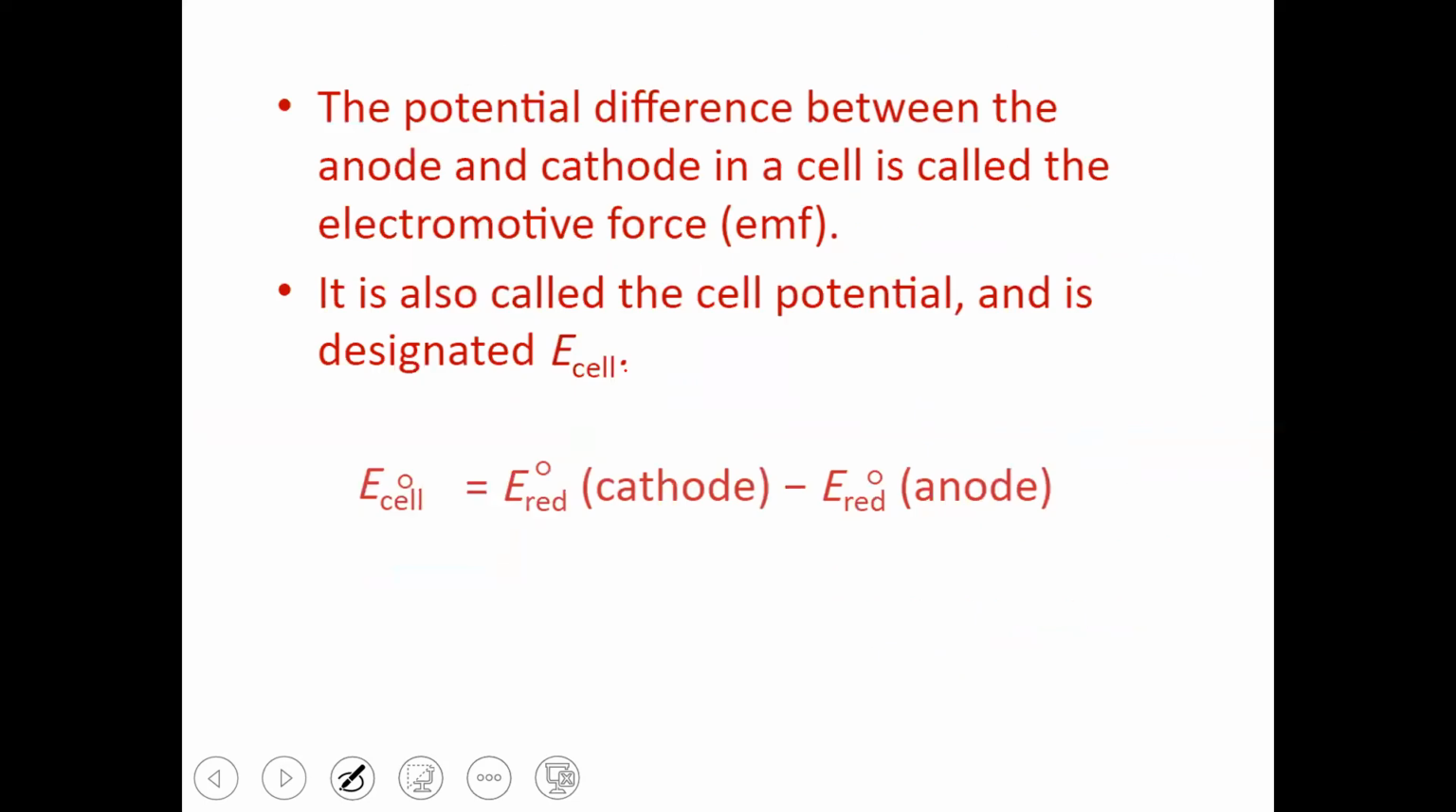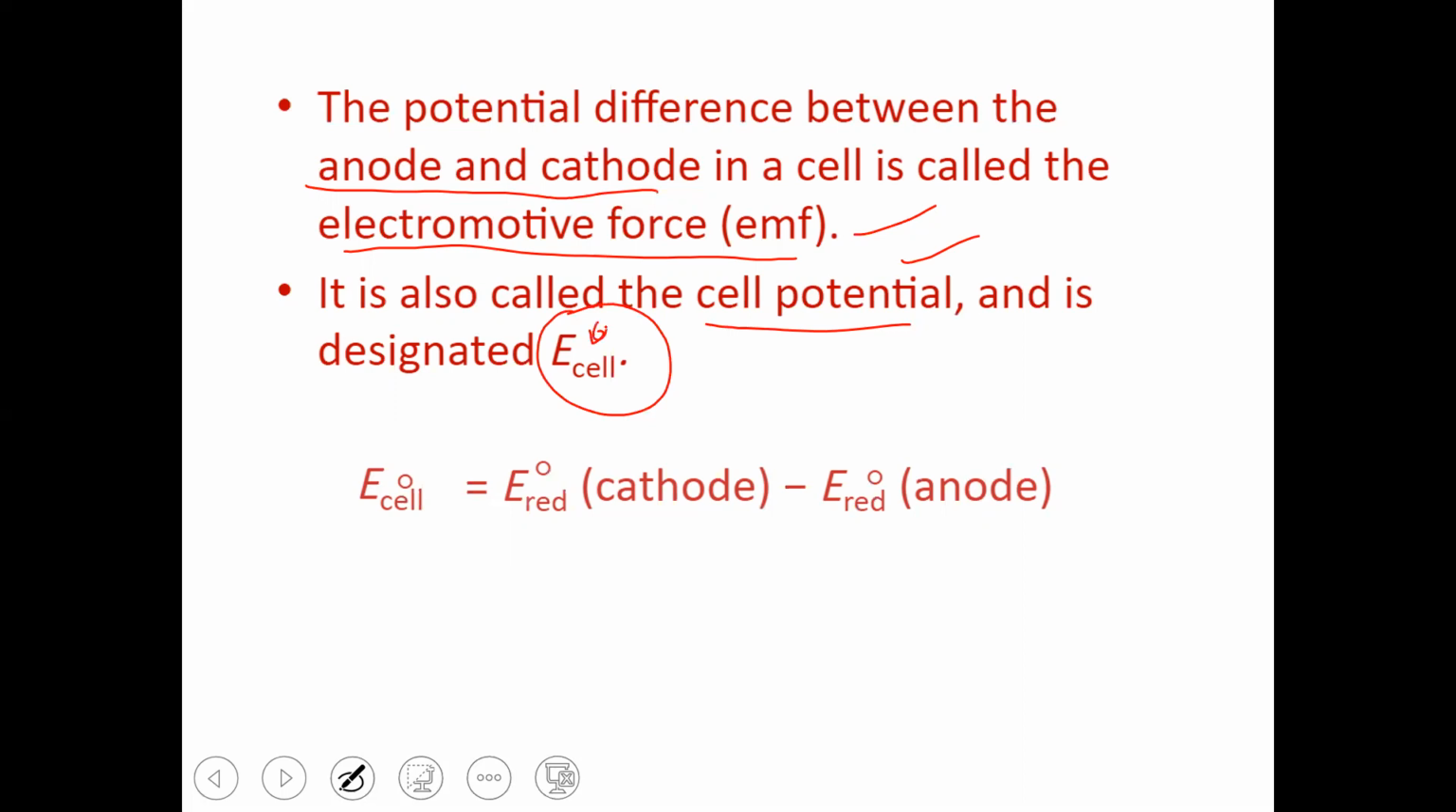Then how can you define the electromotive force? It is the potential difference between the anode and cathode. See this. The potential difference between the anode and cathode in a cell is called the electromotive force. Very simple. Electromotive force means the potential difference. It is also called the cell potential, and it is denoted with E cell or E naught cell.